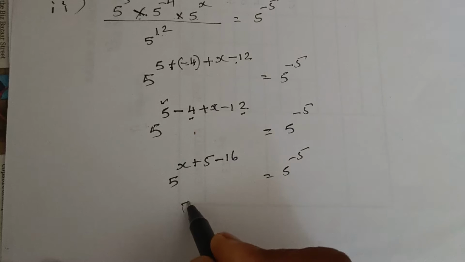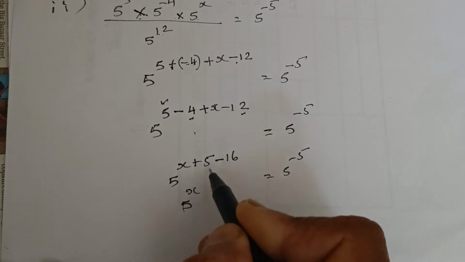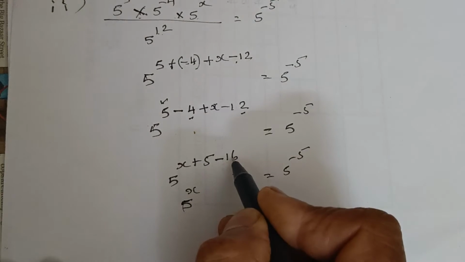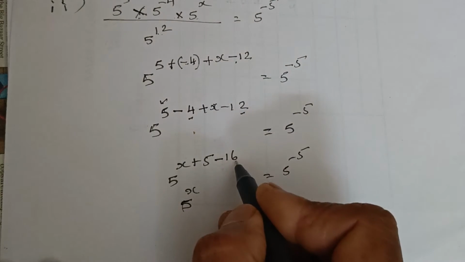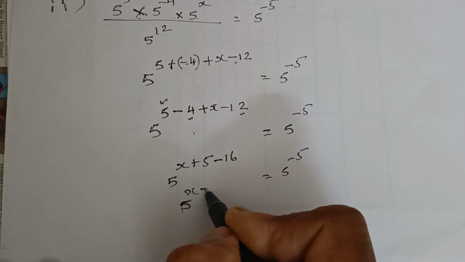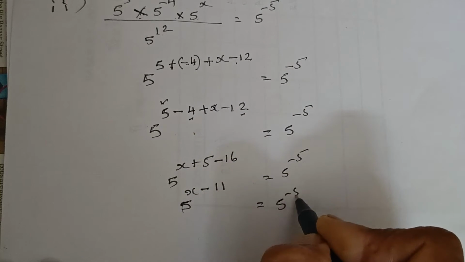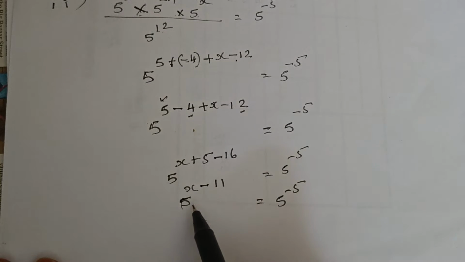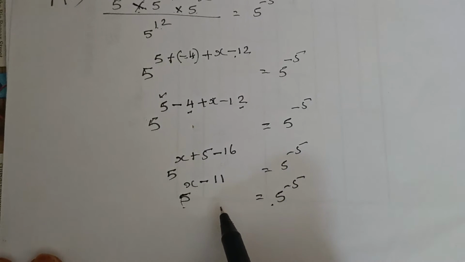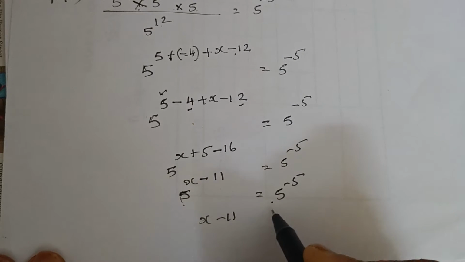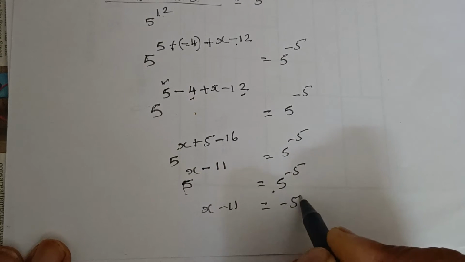And next step, 5 to the power x as it is, plus 5 minus 16. Signs are different, so we have to subtract and put the greater number's sign. 16 minus 5 is 11. Sign of the greater number is negative. Equal to 5 power minus 5. Now look at this. Bases are same, just like the previous one. Equate the powers. What is the power here? x minus 11 is equal to the power, minus 5.